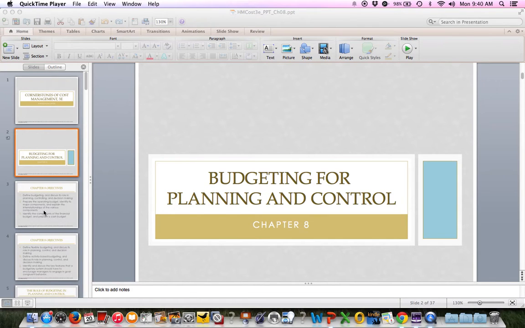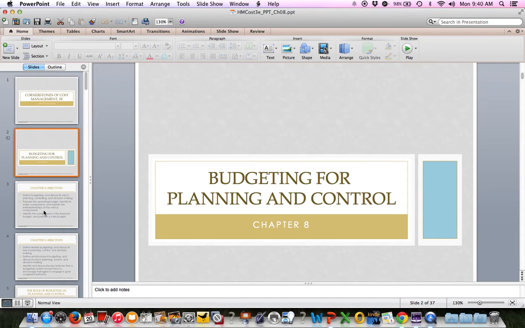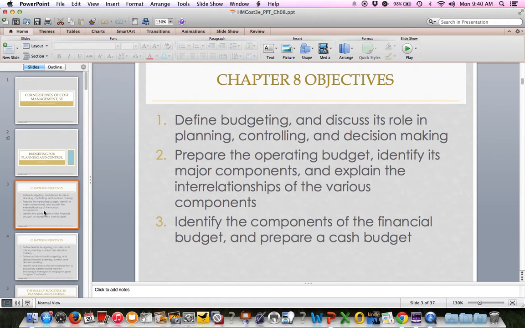Planning and Control is the name of the chapter. A few of the objectives we'll talk about: what budgeting is, some definitions, lots of definitions in this chapter. Planning and controlling are a couple we'll talk about right away. There's all kinds of budgets within a budget. We'll talk about what those are and the interrelationships between them. We'll talk about financial budgets, cash budgets, and operational budgets also.